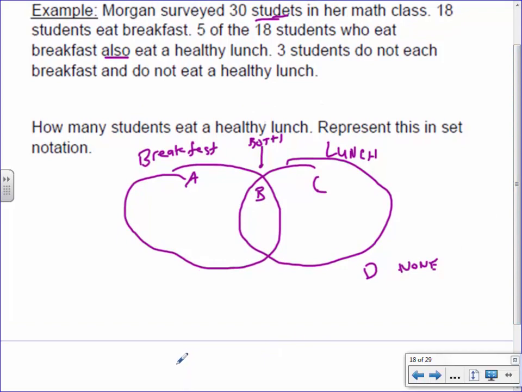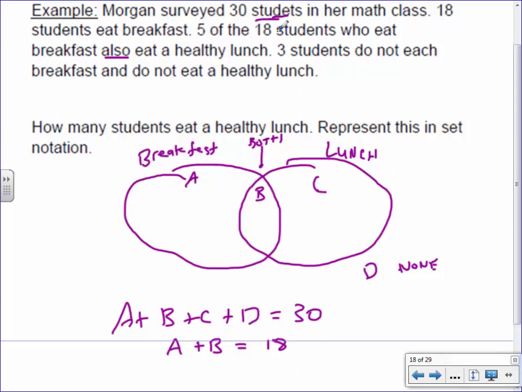I start with the 30. How can I write a statement involving the 30? Good job. Yeah, everybody better be 30. Okay, 18 eat breakfast. A plus B, yes. Because you need the kids who only eat breakfast, and you need the kids that ate breakfast and lunch. So 18 kids ate breakfast.